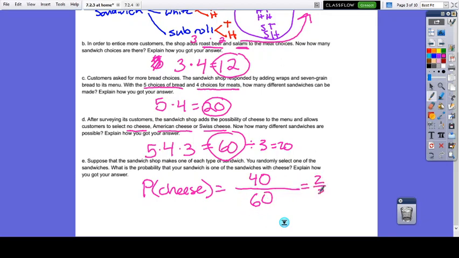This can be simplified down to 2/3. It can be written as 66.7%. It can be written as 0.67. Remember, you can tell these in fractions, decimals, percents, lots of different things. So however you want to go through that.